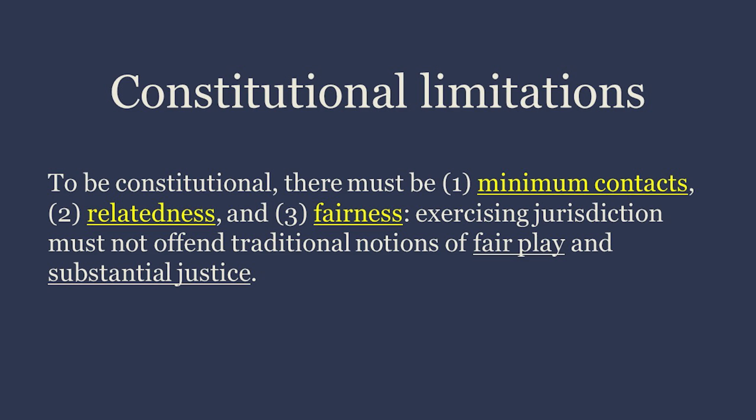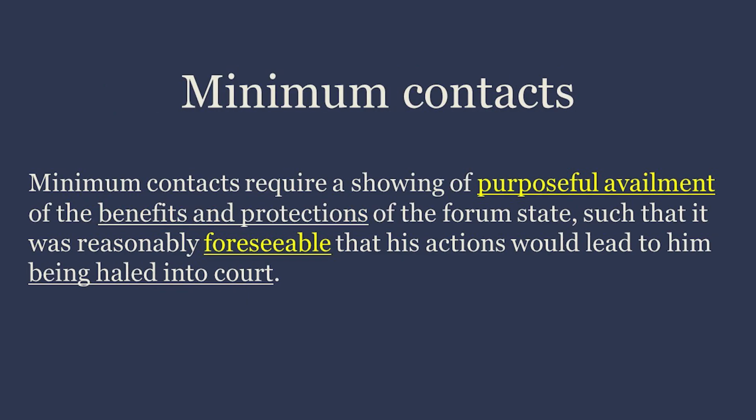Constitutional limitations. To be constitutional, there must be 1. Minimum contacts, 2. Relatedness, and 3. Fairness. Exercising jurisdiction must not offend traditional notions of fair play and substantial justice. Minimum contacts. Minimum contacts require a showing of purposeful availment of the benefits and protections of the forum state, such that it was reasonably foreseeable that his actions would lead to him being hailed into court.